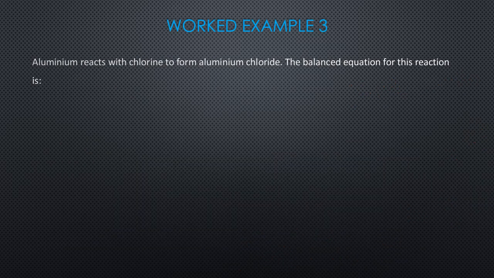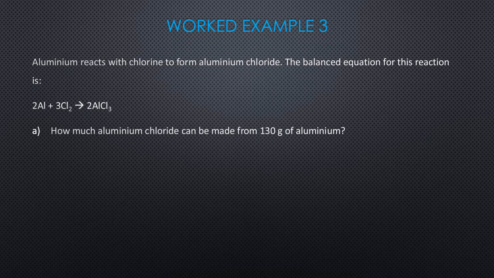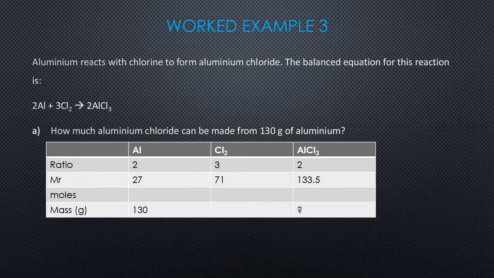Okay, let's go through this example, and this is the last example before I let you go off and complete the rest by yourself. So we've got aluminium reacts with chlorine to form aluminium chloride. The balanced equation for this reaction is, so we've got the balanced reaction. How much aluminium chloride can be made from 130 grams of aluminium? To spare us some time, I've filled in everything that we know, but I have left a question mark of what we are trying to work out. We are trying to work out how much aluminium chloride in grams, in the mass, can be made from 130 grams of aluminium. So we've got all the information in front of us.